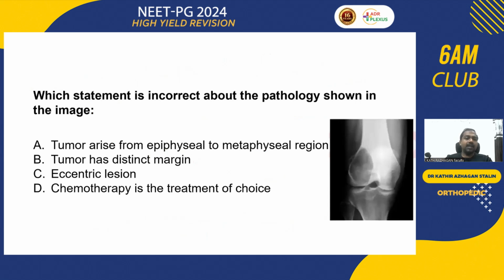Perfect. Now, this question. What is the diagnosis first? What is the diagnosis? The moment you are seeing an epiphyseal tumor, a tumor at this end of the joint, the diagnosis is GCT. There is another diagnosis, clear cell chondrosarcoma.